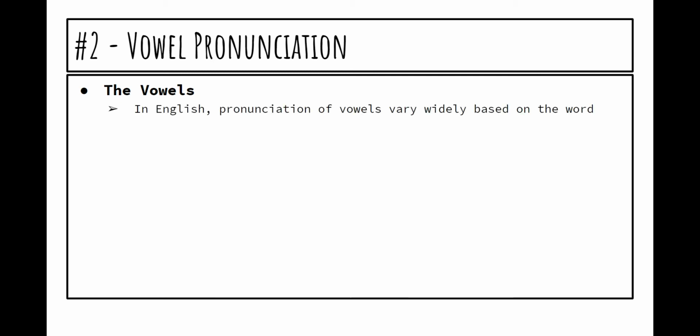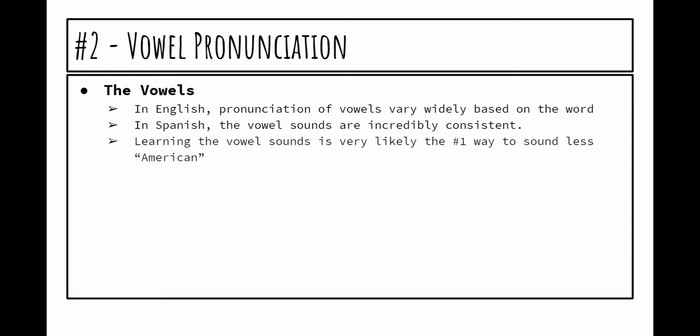So in English, pronunciation of vowels varies widely based on the word. They're all over the place. In Spanish, however, the vowel sounds are incredibly consistent, which is nice. And it is the number one way, in my opinion, to make you sound less American and more authentic in your speech. So here are the Spanish vowel sounds. They're going to be different. There's going to be a few that are swapped around compared to our English.